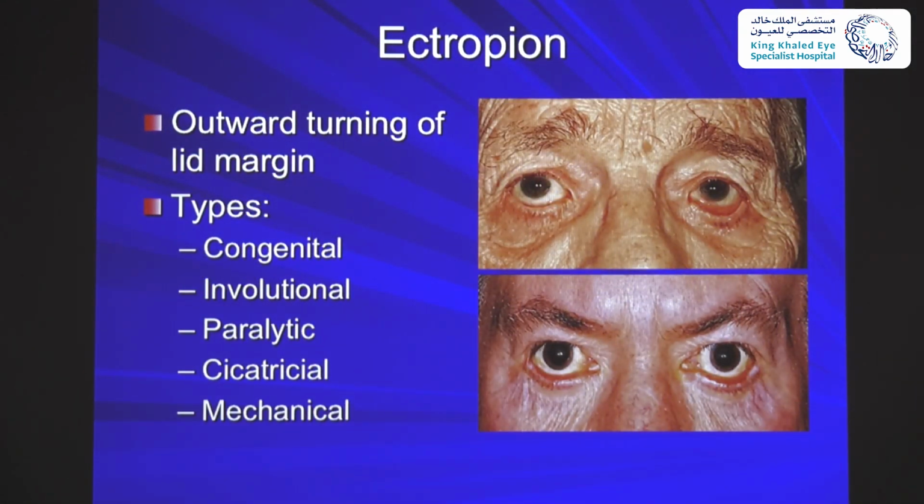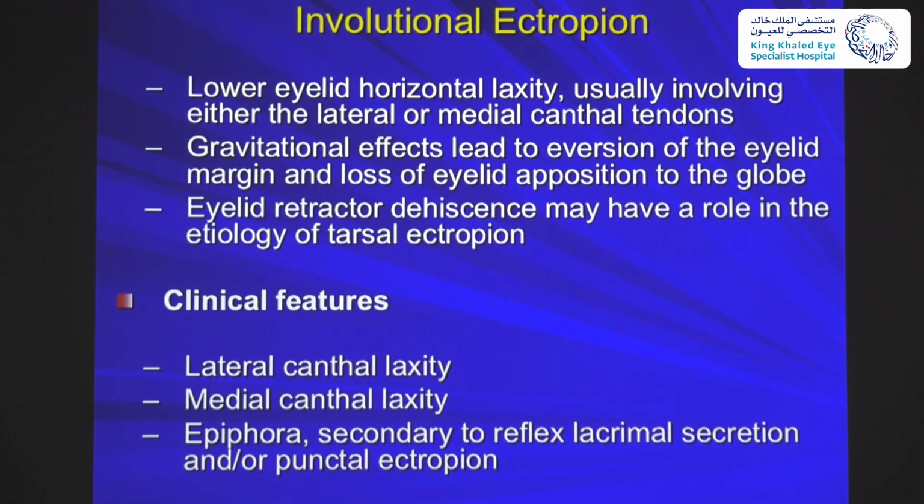Ectropion is the opposite, where the lid margin is turning away from the eye. The involutional type is the most common, especially in the lower eyelid. Congenital happens, but it's really rare. Paralytic because of facial nerve palsy is a frequent one. And cicatricial because of the skin changes, either from previous surgery or from burn or other causes that cause short anterior lamella, also part of the management.